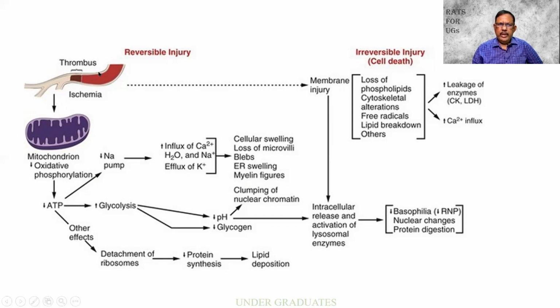So in the exam, you will have to write what is reversible injury and what is irreversible injury. Sometimes they can ask you, for example, whether cytoskeleton alterations are features of reversible injury or irreversible injury. Obviously, the answer is here.